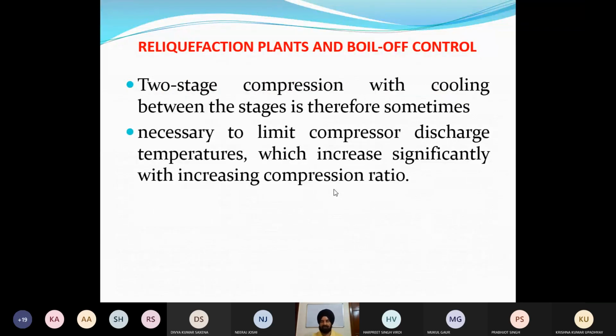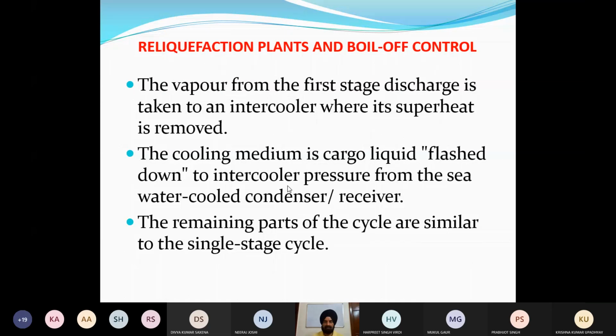Two-stage compression with cooling between the stages is therefore sometimes necessary to limit compression discharge temperatures, which increase significantly with increasing compression ratios. So vapor from the first stage discharge is taken to an intercooler where its superheat is removed, and the cooling medium is cargo liquid flashed down to the intercooler pressure from the seawater cooled condenser, and the remaining parts of the cycle are similar to the single stage.